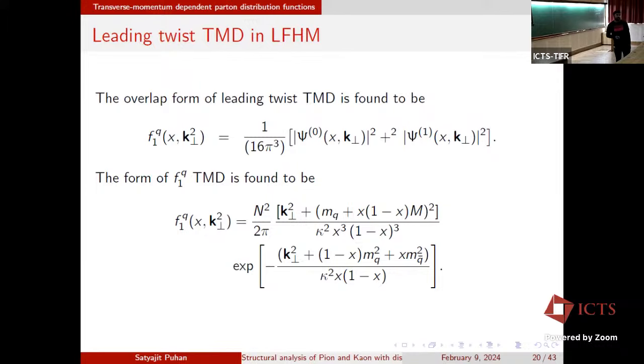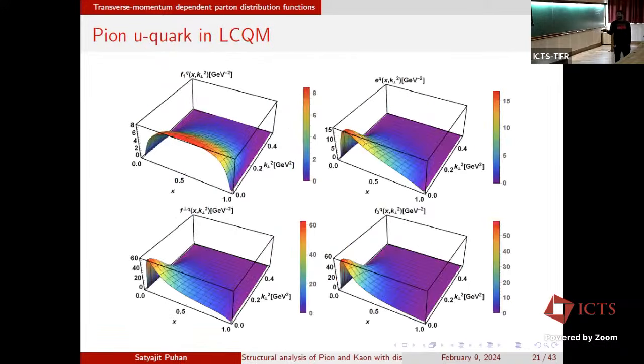In this calculation, for the light-front holographic model, we have taken two input parameters, kappa and quark masses. For the light-front quark model, we have taken beta and quark masses as our input parameters. These are the 3D plots we have got from our result.